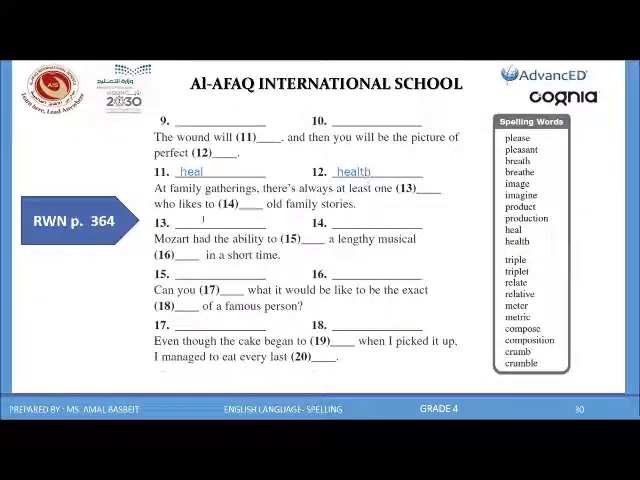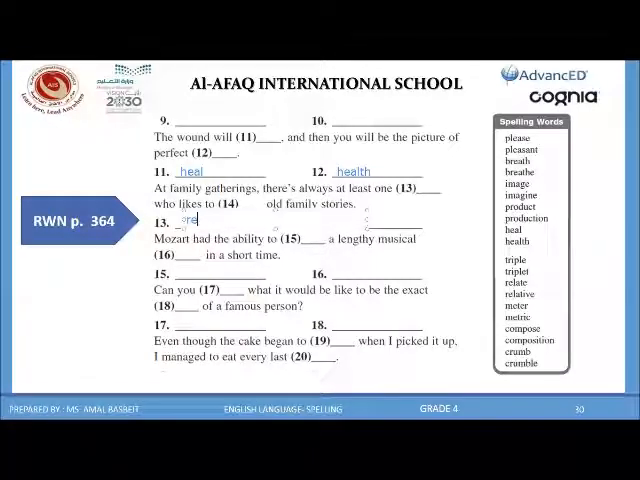And then, a family gathering, there's always at least one. I'm talking about family. That means I'm talking about a member of the family, which are the words relate and relative. Relate and relative. Okay, now here I need one noun, one member. Which word is a noun here? Relate is a verb, relative is a noun.